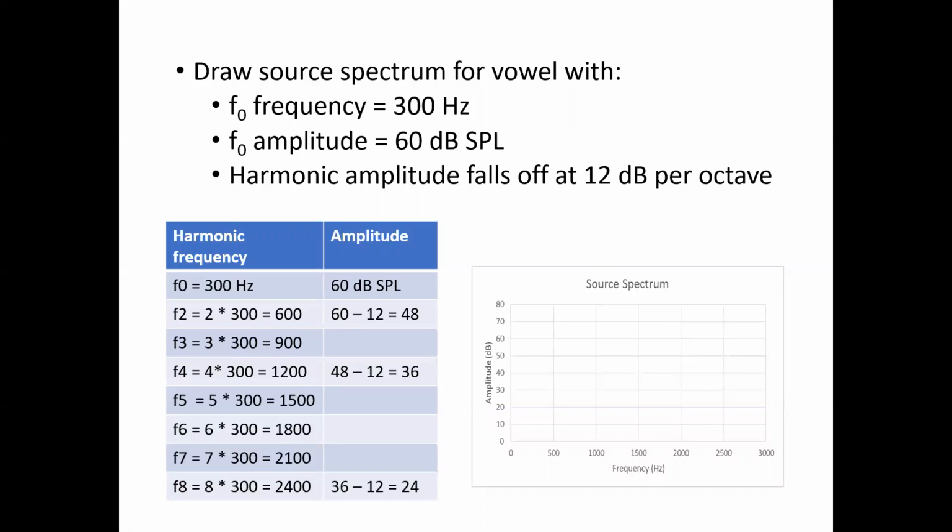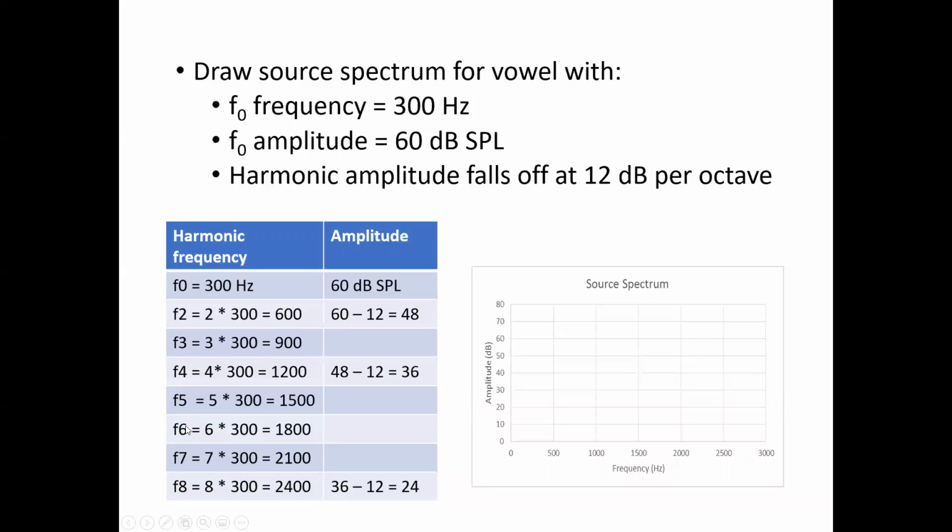The amplitude is a little bit trickier. We can only calculate the exact amplitude for the harmonic components that fall at octave distances from one another. So in other words, we can calculate the amplitude for the harmonic that's 2 times the fundamental, 4 times the fundamental, 8 times the fundamental, 16 times the fundamental, and so on. And the other values we'll have to estimate.